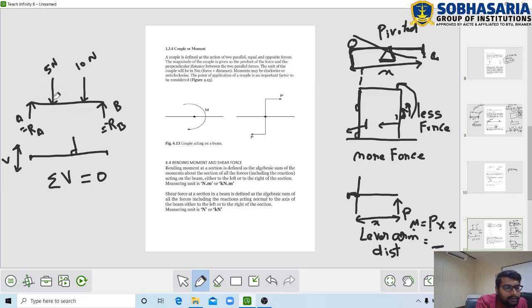will cause some implications on the part of the beam where they are acting. Like in this case, you can see the reaction R A is acting upwards, and this 5 Newton load is acting downwards. So what is happening in this cross section of the beam? These opposite forces will cause the beam to crack from the center.